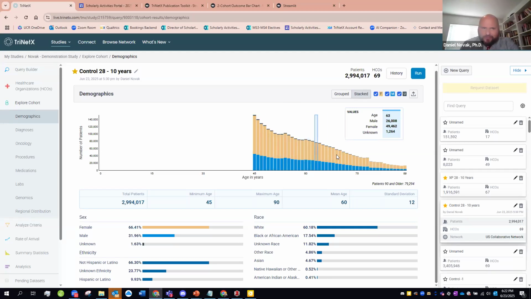And then you can see how these groups kind of trail off as people expire or move out of the cohort. It'll give you kind of the basic demographic information, male and female, as well as ethnicity and race. I just want to point out really quickly that for reasons related to the federal government and how it defines race and ethnicity, ethnicity really just means Latino or not Latino.